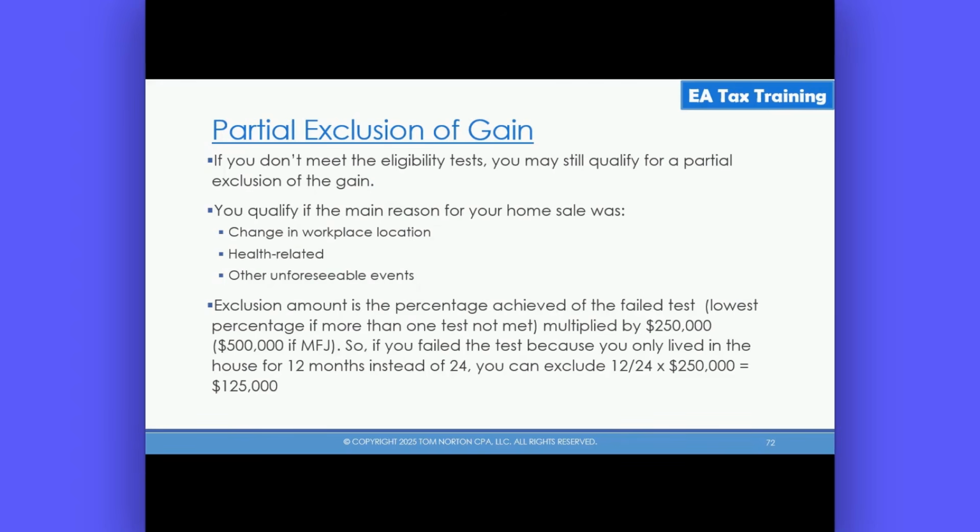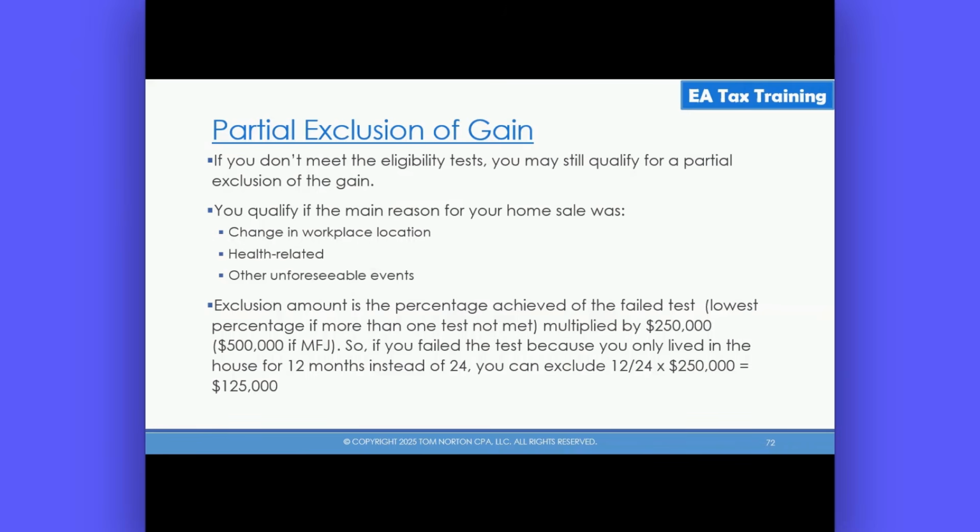Partial exclusion. If you do not meet the eligibility test, it is still possible to qualify for a partial exclusion of the gain. In order to qualify, the main reason you sold your home had to be either because you had a change in workplace, it was health related, or it was some other unforeseeable event. So if you had any of those things, you may qualify for a partial exclusion, even though you don't meet the normal eligibility tests. The exclusion amount is the percentage achieved of the failed test multiplied by $250,000, or $500,000 if you're married filing jointly.